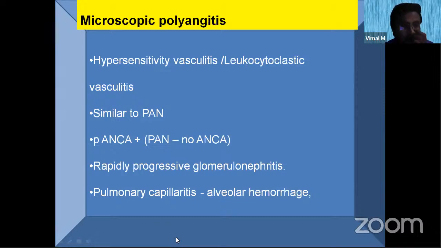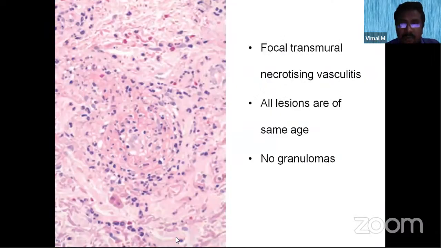And you know this, whenever there is a small vessel involvement, the patient mainly will be presenting with renal symptoms and alveolar symptoms, that is lung symptoms. What happens in the kidney? Rapidly progressive glomerulonephritis. Also, I told you, crescentic glomerulonephritis, which we saw in Wegener's, no? Also, pulmonary capillaritis may lead to alveolar hemorrhage. These are the symptoms of microscopic polyangiitis, and you can see focal transmural necrotizing vasculitis.